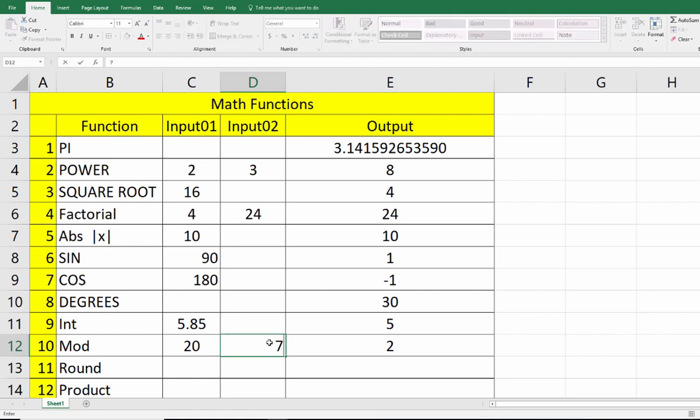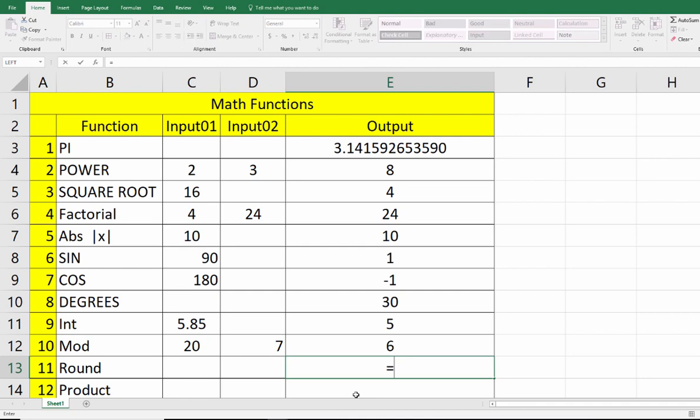Let's say I do MOD of 20 and 7. The number is 20, the divisor is 7. I'm going to divide 20 by 7, and there will be two 7s inside the 20, which is 14. When we subtract 14 from 20, the remainder will be 6. Okay?